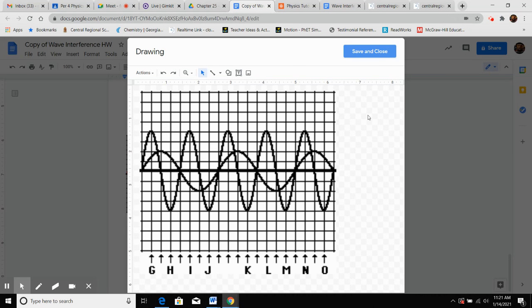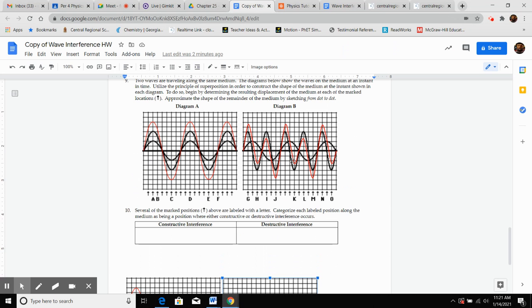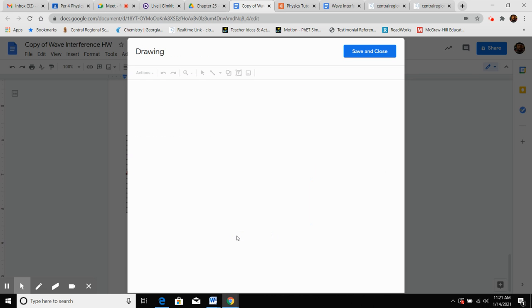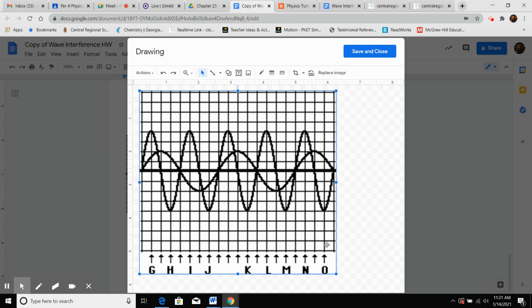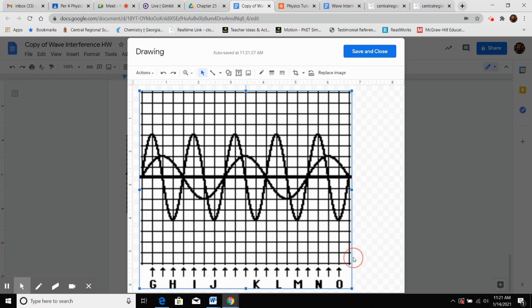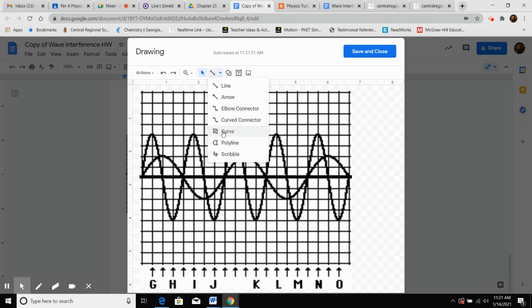So on number 10, if you're having trouble with number 10, this is what it looks like when you click on it to edit. All right, if it's small again, you can click on it. If it looks like this when you open it, drag it out to make it bigger so it's easier for us to work with. Okay, so the first thing we're going to do is go to the select line button, hit select line, and we're going to go to curve.